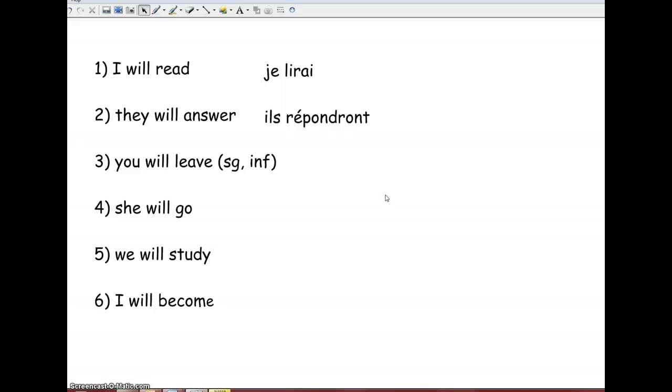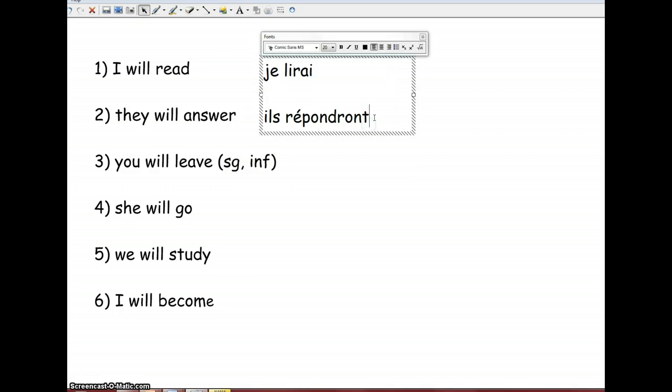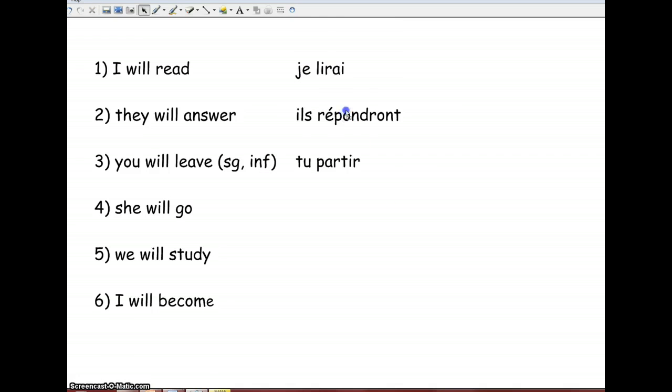Right, next one, you will leave, okay, we've got singular and we've got informal, so we are using the tu form of the verb, and we are going to use the verb partir here. There are other verbs to leave, like quitter, if you were going to add what it is you are leaving on the end of your sentence, but since we haven't got a sentence, we've just got you will leave, short like that, we will use partir.